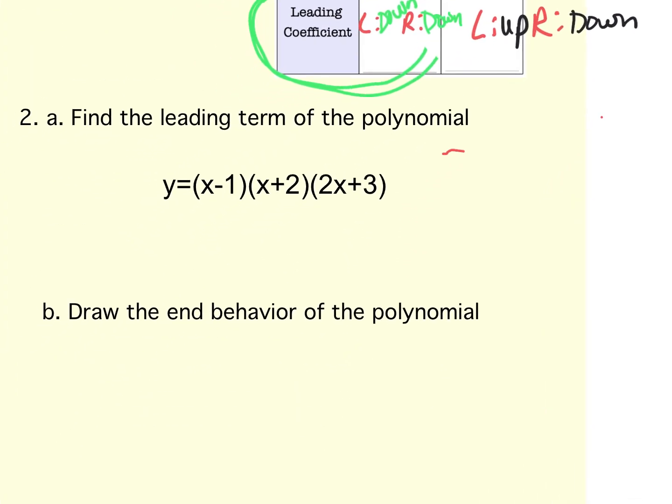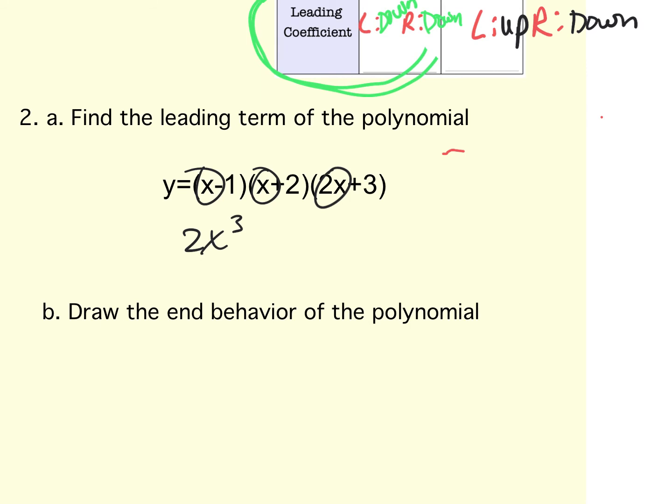This kind. Find the leading term of the polynomial. Quinn Wested, can you tell me the leading term of this one? 2x, x, and x. 2x to the third. Very nice. And now, do I have to actually multiply the rest out? No, you don't. It's just that first one. It's really nice that way.